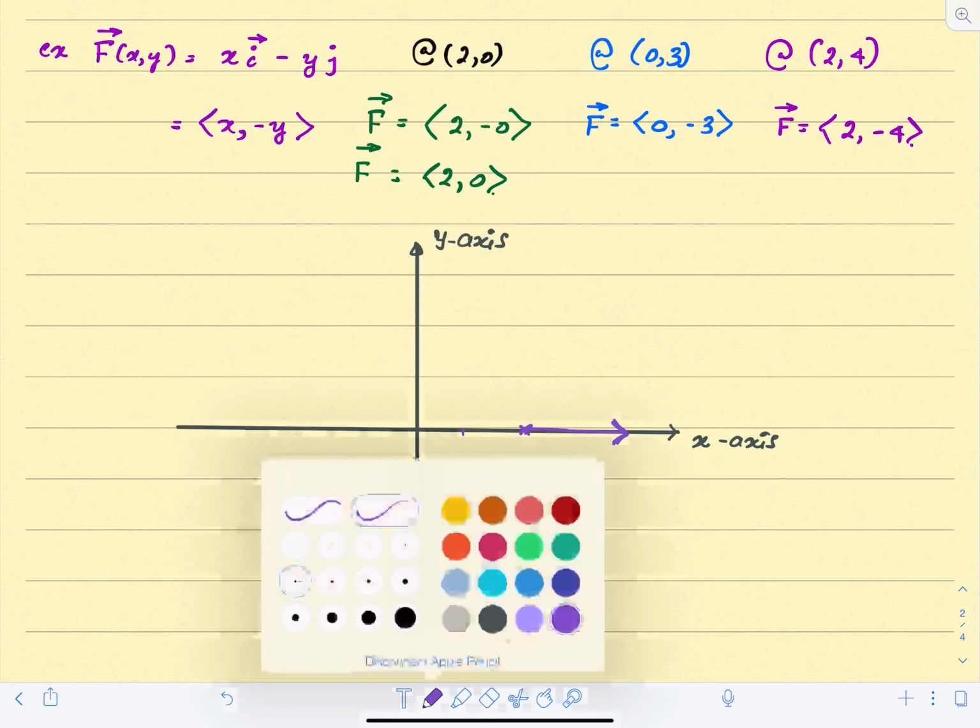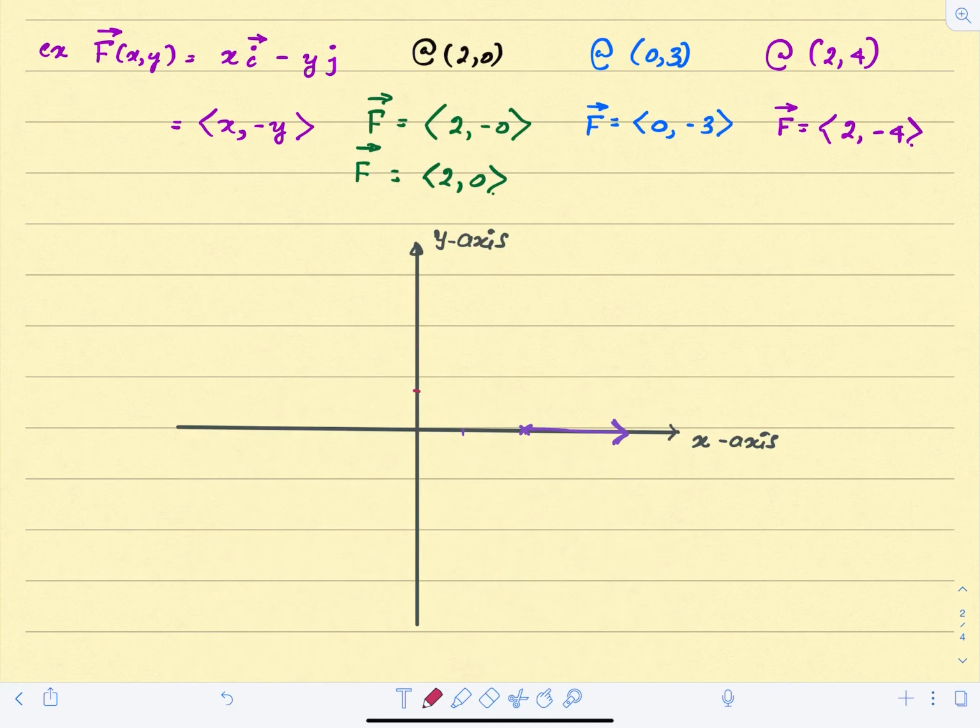At (0, 3). So this is the point (0, 3). My vector is (0, -3). So the x component is 0, but the y component equals negative 3. Since we have a negative number, our vector points towards the origin, something like this.